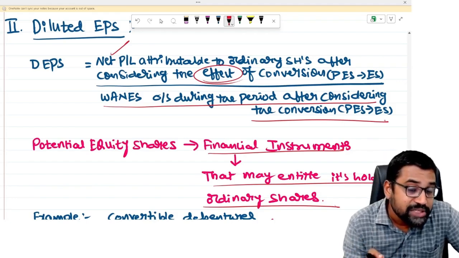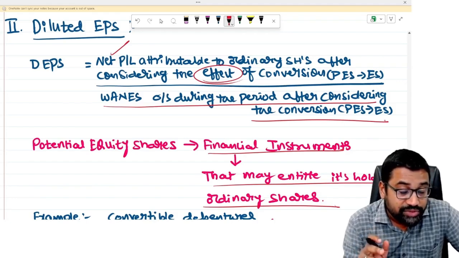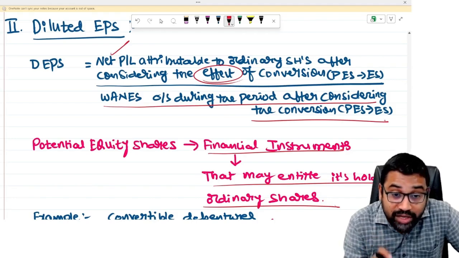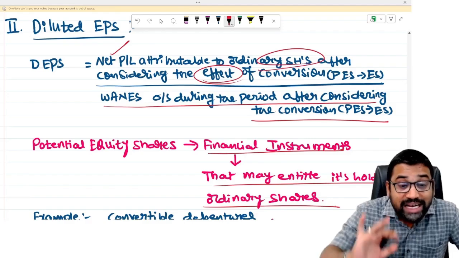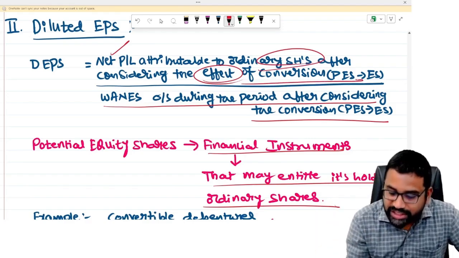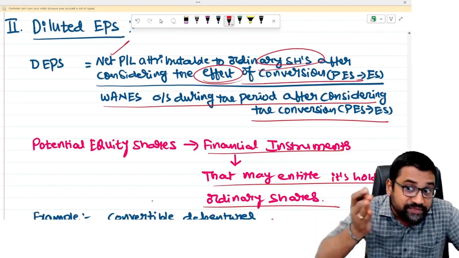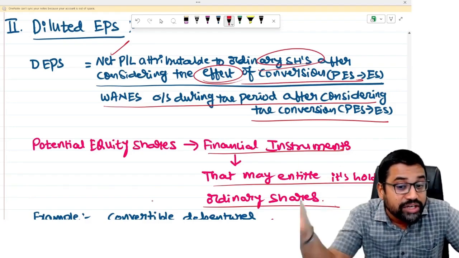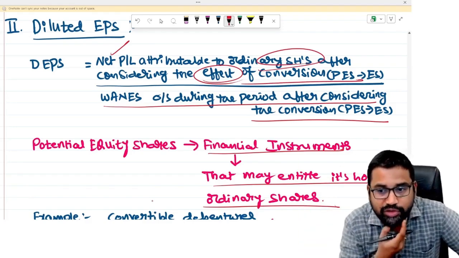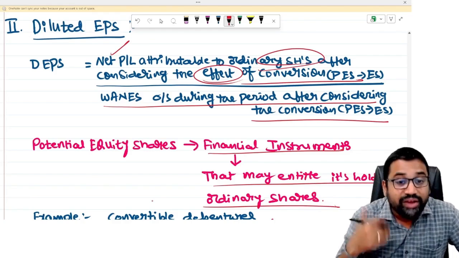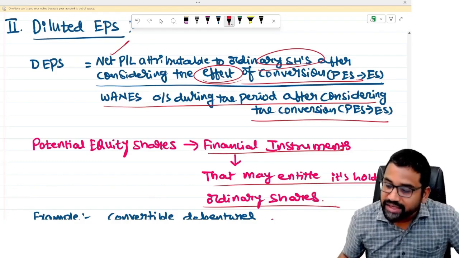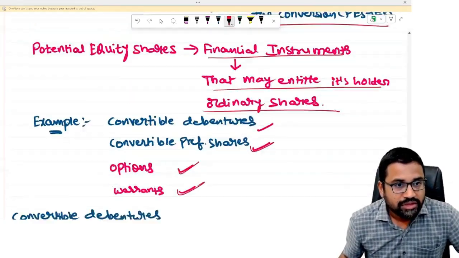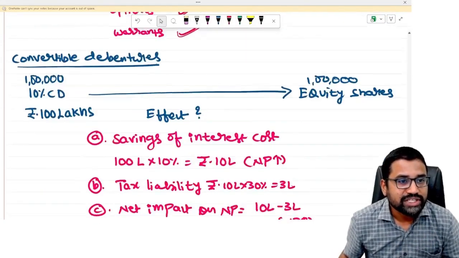But what is the diluted EPS formula? First one is net profit or loss attributable to ordinary shareholders, that means equity shareholders, after considering the effect of potential equity shares. That means if these potential equity shares are really converted into equity shares, what will be the net profit or loss attributable? Divided by weighted average number of equity shares outstanding during the period after considering the conversion. Now, convertible debentures, convertible preference shares, options, warrants.